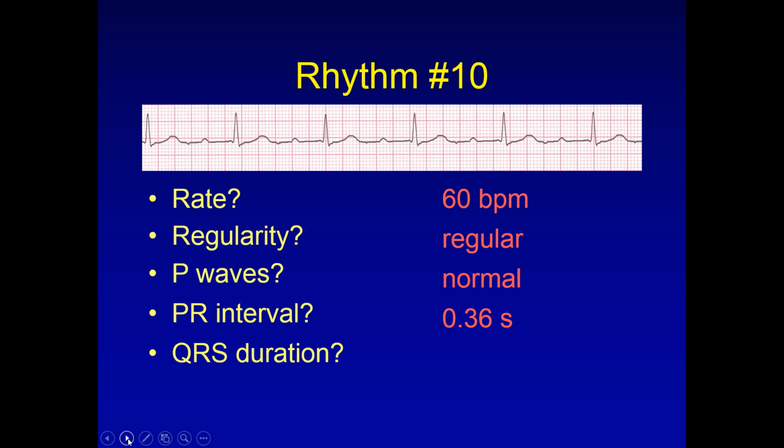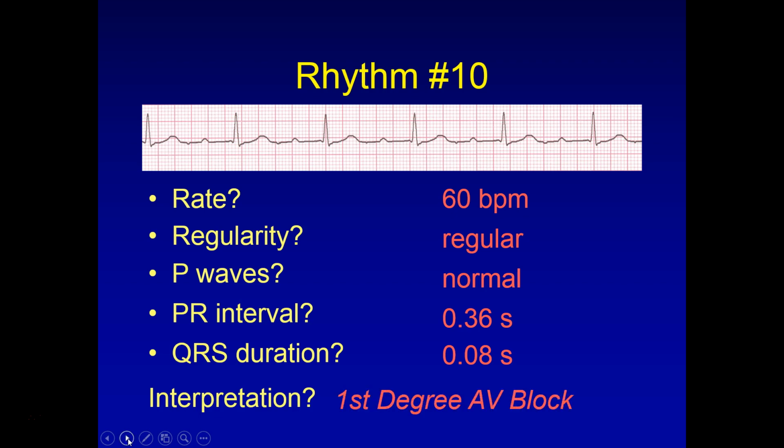But when I look at my QRS duration, it looks fine. It's not wide. Because it's within its normal duration, I know that the impulse got through. It got through all the time. So by definition, that is first degree AV block. The only thing going on here is prolongation of the PR interval. This PR interval is too long. Everything else meets sinus rhythm.